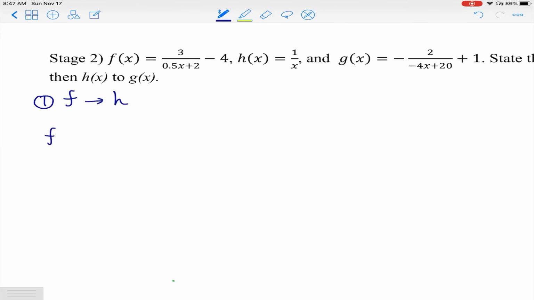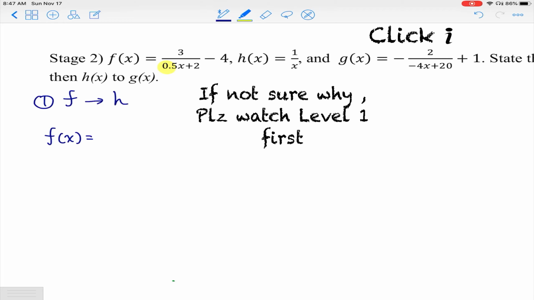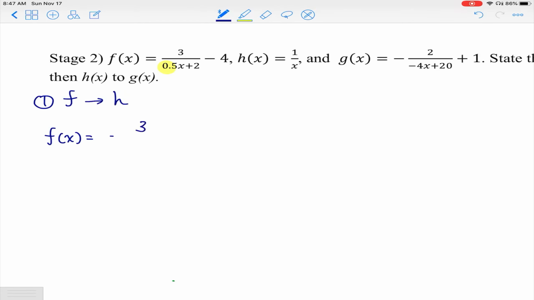Here we have f(x) equals 3 over 0.5x plus 2, and hopefully you notice immediately that this 0.5 is not factored out. So let's change this to the appropriate form so that we can do a better job. This is then 3, with 0.5 being factored out, therefore it will be x plus 4 inside of the bracket, minus 4. And this then goes to h(x), which equals 1 over x.